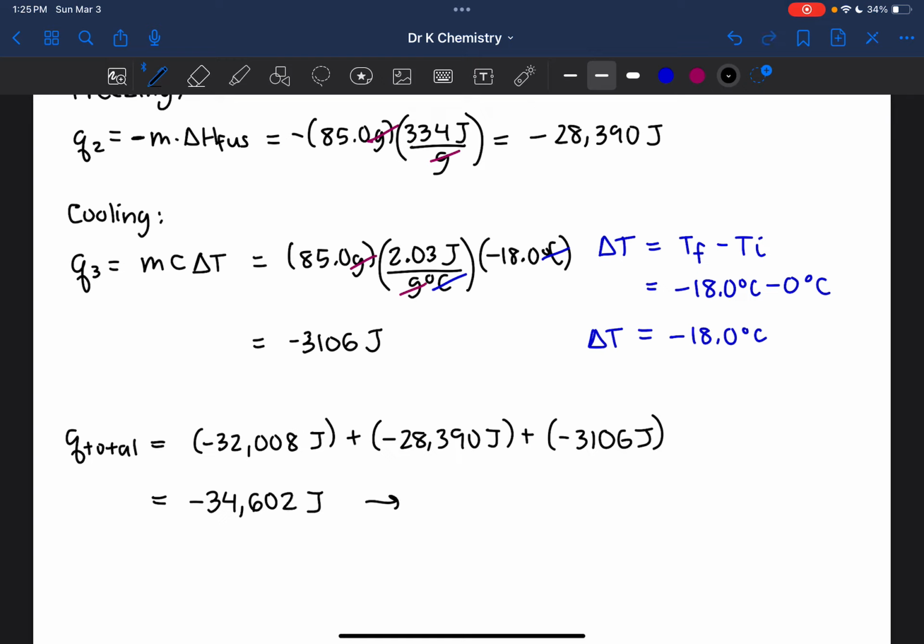And when you convert that to kilojoules, it will be negative 34.6 kilojoules. And here we don't have to indicate that energy is being released because the negative sign implies that it is being released. So those are the two different versions that you could use. They will both get you to the same answer, but the sign will just be flipped around depending on which version you use.